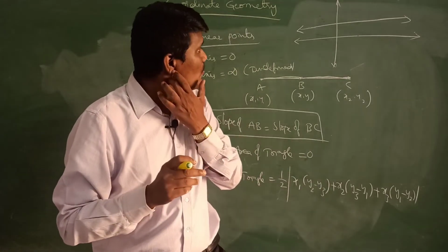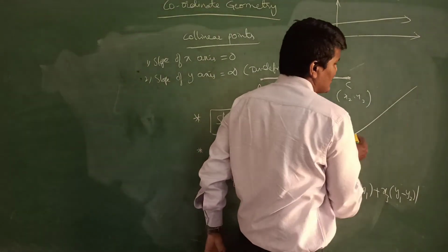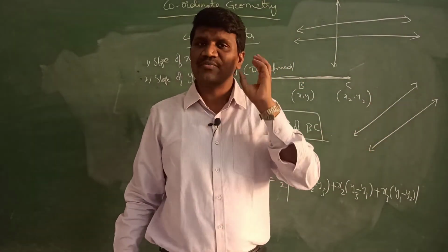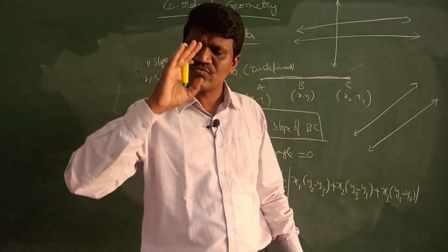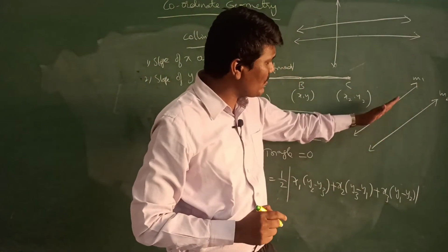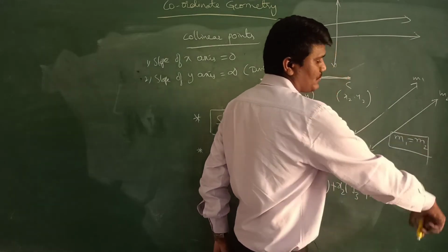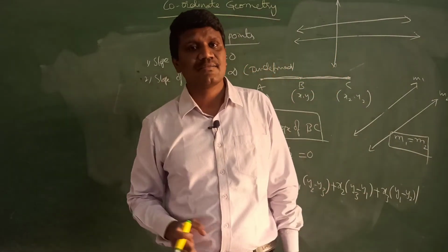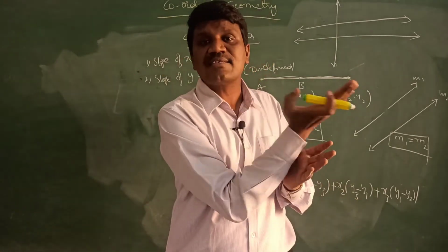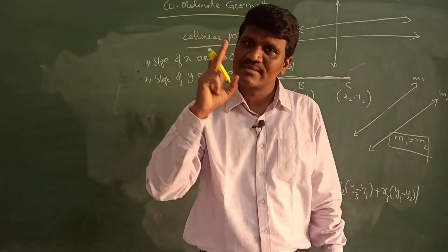Okay, next, what is the slope of the line if two lines are parallel? Suppose two lines are there. If two lines are parallel, then the slope is always equal. This is m1, this is m2. Whatever the slope of this line is, the slope of this line will be the same. We can say m1 is equal to m2. If two lines are parallel, then their slopes are always equal. If lines are parallel to the x-axis, then the slope is 0. If lines are parallel to the y-axis, then the slope is infinity.